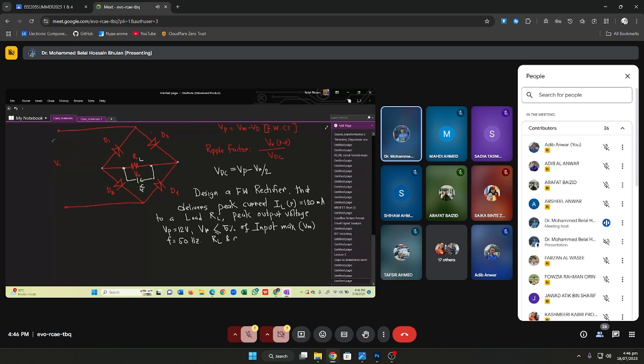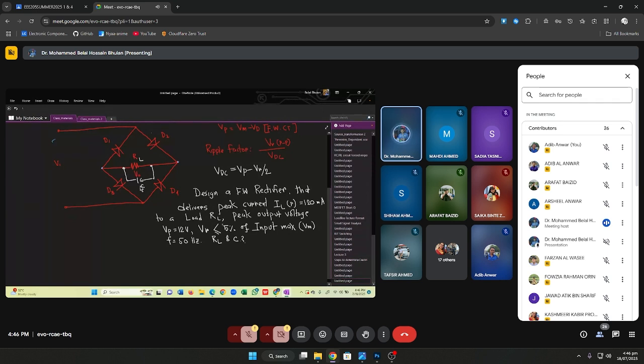And C that we need to select. So what is the value of R? That's our problem: I've got a full wave rectifier, which I need to design so that our output current is 120 milliampere flowing through the load.